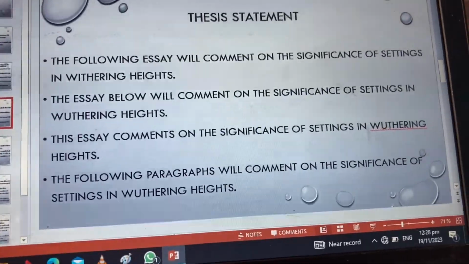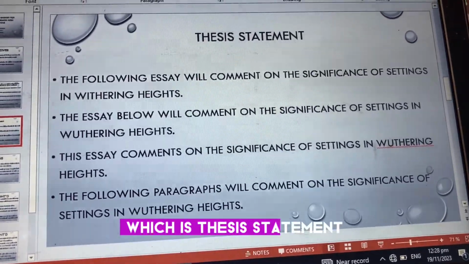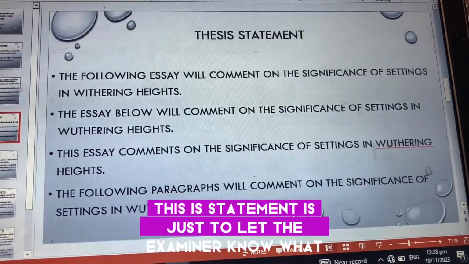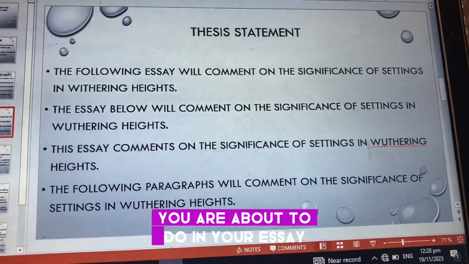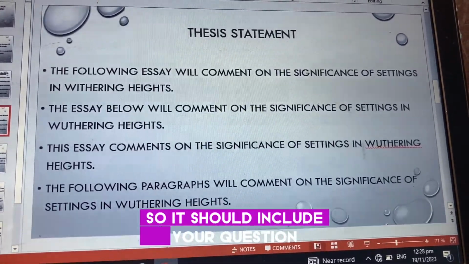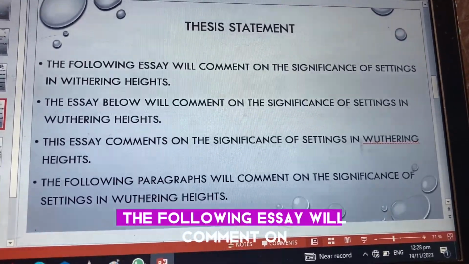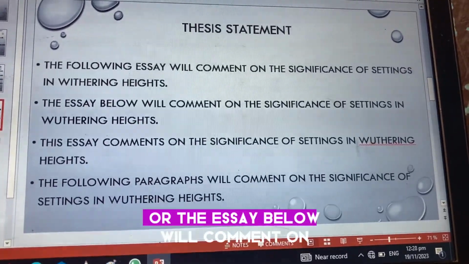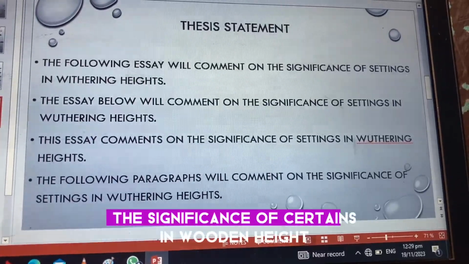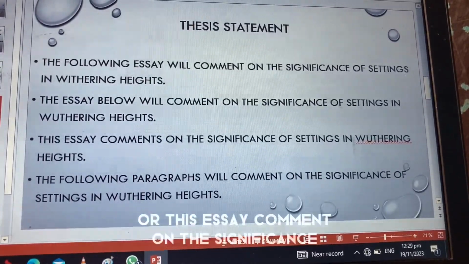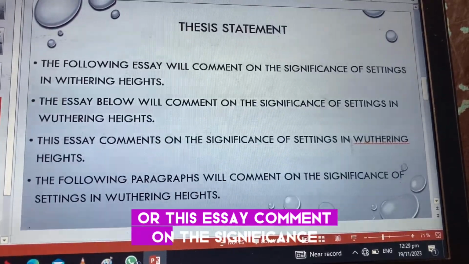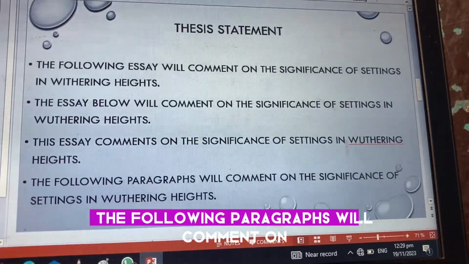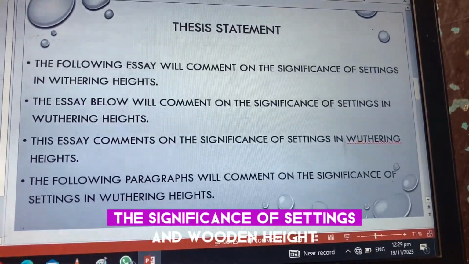So we move on to our next point, which is thesis statement. What is the purpose of thesis statement? Thesis statement is just to let the examiner know what you are about to do in your essay. For example, the following essay will comment on the significance of settings in Wuthering Heights. Or the essay below will comment on the significance of settings in Wuthering Heights. Or this essay comments on the significance of settings in Wuthering Heights. Or the following paragraphs will comment on the significance of settings in Wuthering Heights.